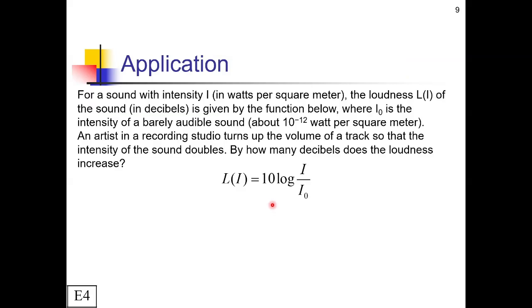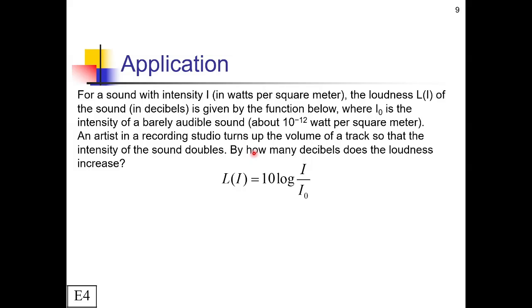For our final problem, we'll see a little application here. So for a sound with intensity I, and that's watts per square meter, I'll take their word for that, the loudness, L of I, of the sound in decibels is given by this function down here, where I sub 0 is the intensity of a barely audible sound, which is some very low number, and I is the actual intensity that you're plugging in. So this is all based on kind of comparing the intensity of your noise with some very quiet noise. And this formula tells us how many decibels the actual sound is.